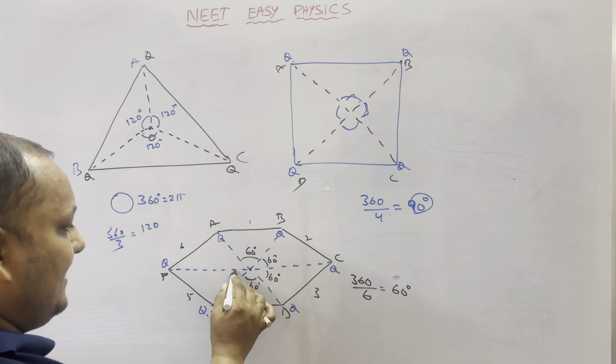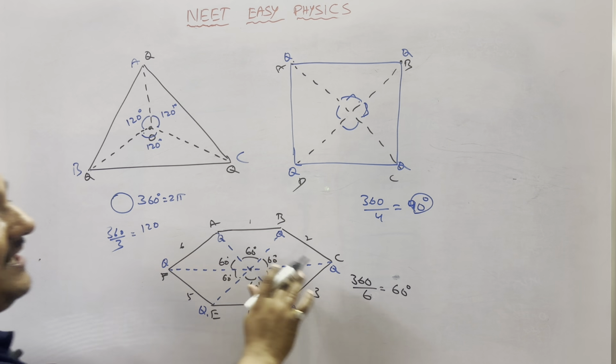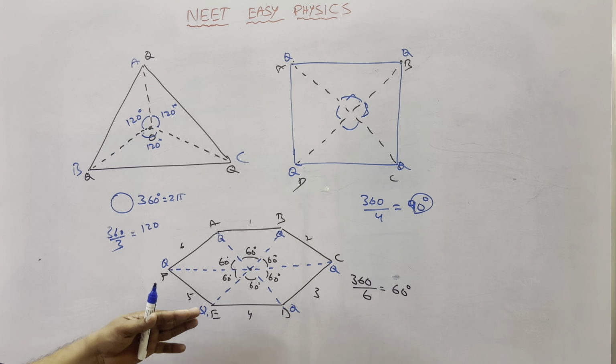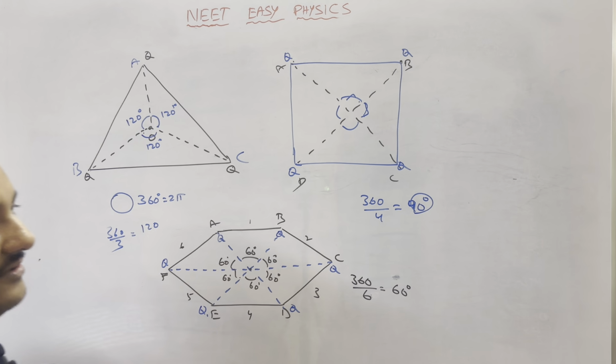Sometimes you require these angles, sometimes you do not require them. I am just showing how to do it. If they give a pentagon, you have to take 360 by 5. That is very rare in the final exam in NEET. Maybe they may ask only out of these three. If they give a pentagon also, we can do it, dividing by 5.